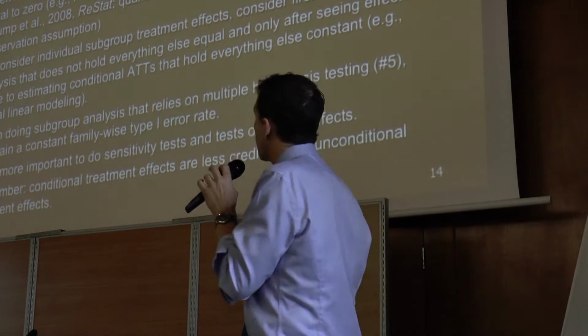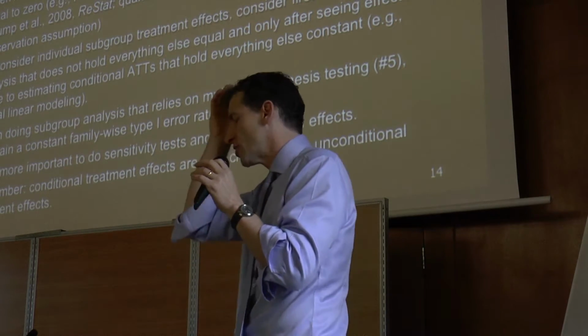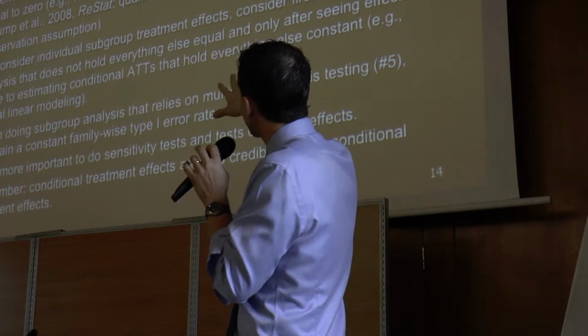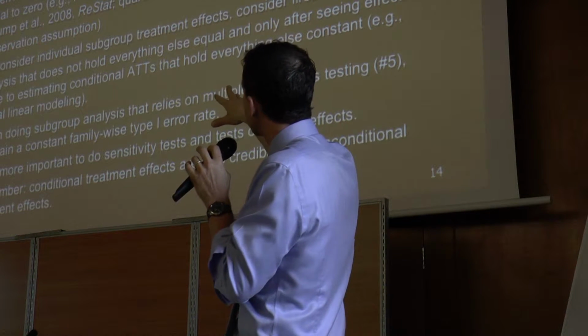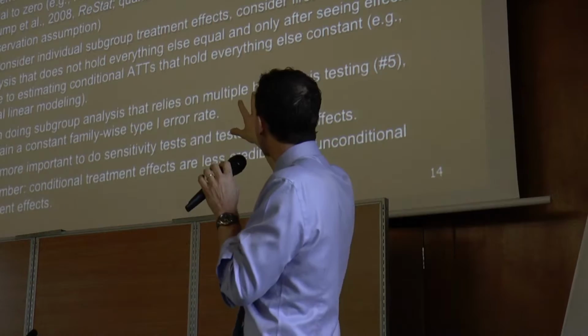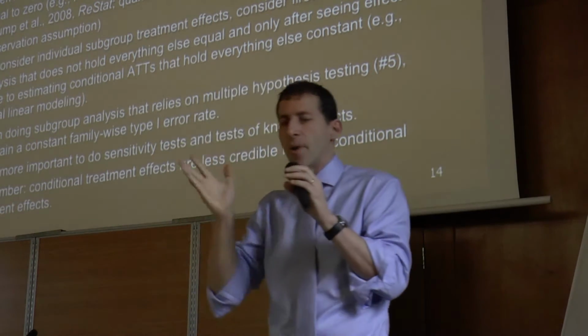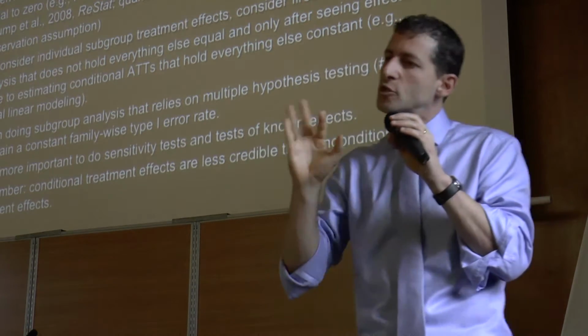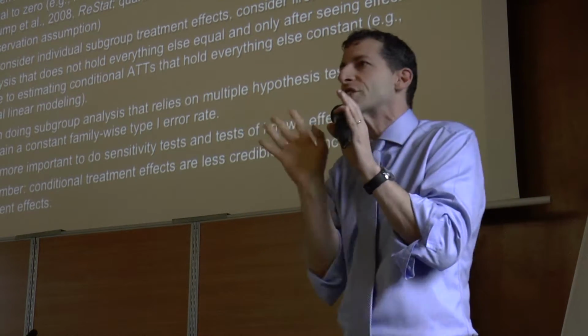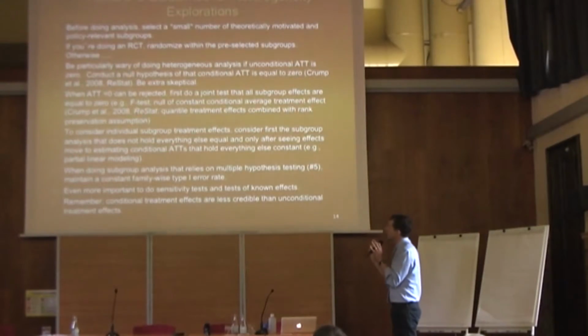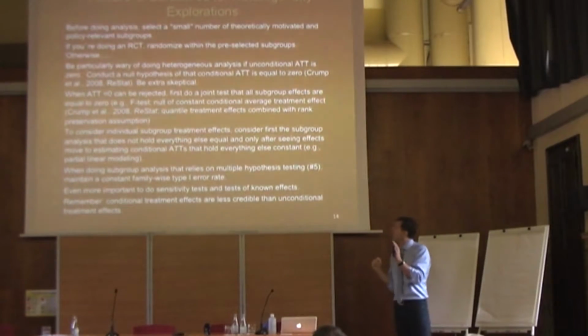Right? So there's a bunch of different ways to do it. If you were doing interactions in a regression, you can do an F-test. The same article in Review of Economics and Statistics has this null of a constant conditional average treatment effect. Quantile treatment effects have to be combined with this rank preservation assumption. That's another way to sort of just look at, is there heterogeneity without trying to identify the nature of it first. And then start considering individual subgroup treatments.